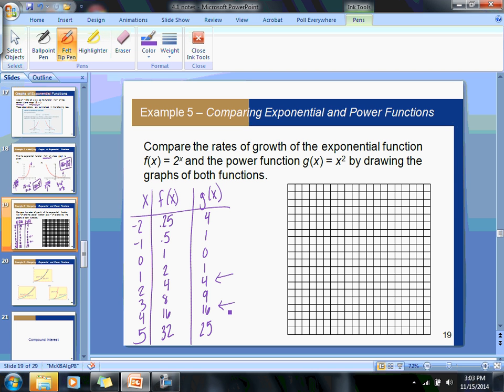So if I graph this function, on my axes, I have -2 and then a fourth, negative 1, 1/2, 0, 1. All exponential functions have to go through 0, 1. Then 1, 2, 2, 4, 3, 8. So there's my exponential function.